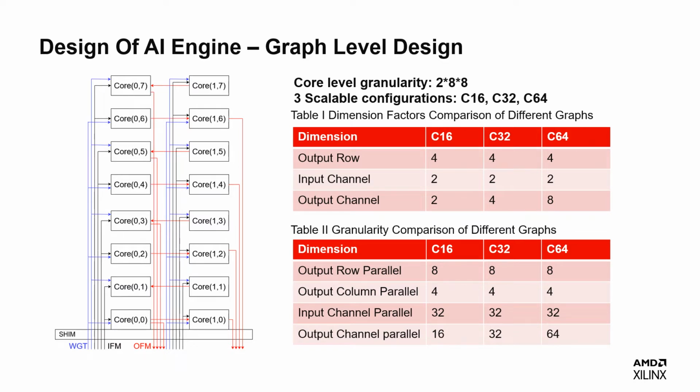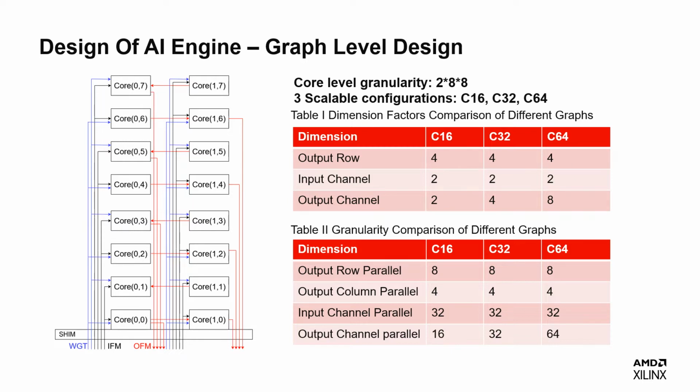For the graph level design, by placing multiple AIE cores in different dimensions, we can get the AIE graph. We have three scalable graphs, C16, C32, and C64. The dimension factors and graph level granularity of the three graphs are listed in Table 1 and Table 2.